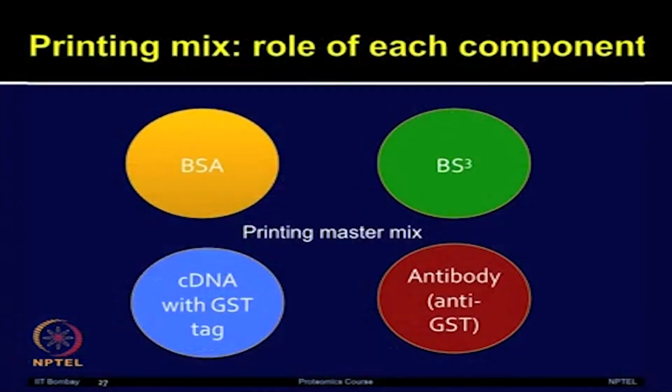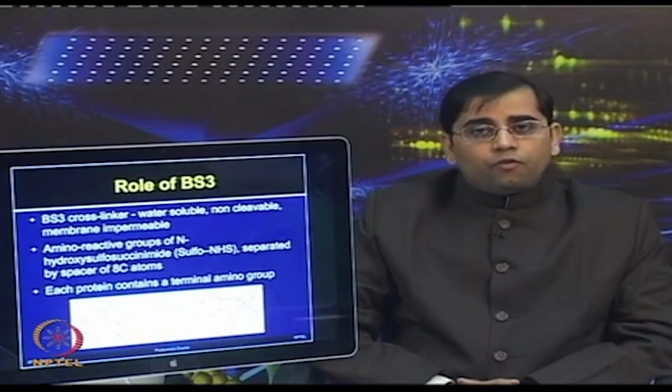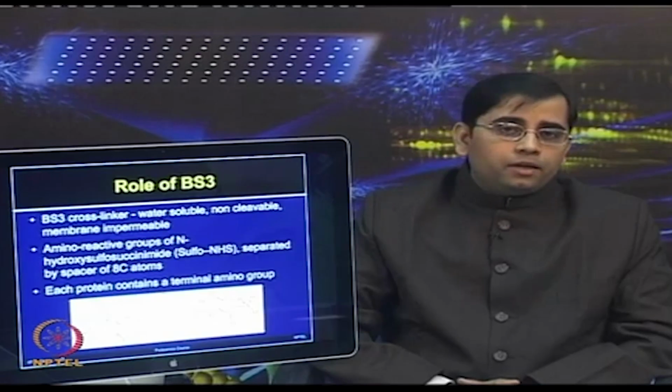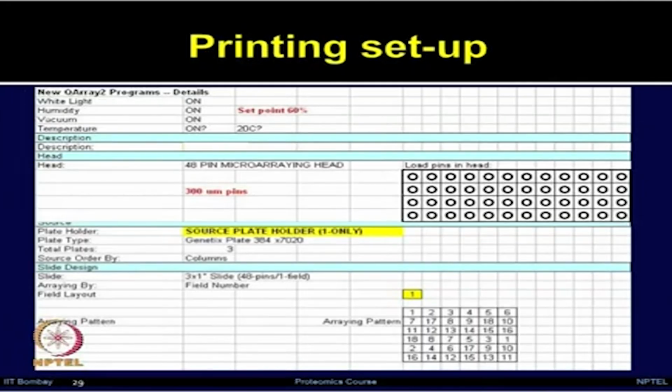Once we have these 4 components ready, then you are ready to perform the printing. So, what is the role of BS3 crosslinker? It is water soluble, non-cleavable and membrane impermeable. The amino reactive groups of N-hydroxysulfosuccinimide, sulfo-NHS, are separated by a spacer of 8 carbon atoms, and each protein contains a terminal amino group. Now, once you have these components ready, you are ready to perform the printing.